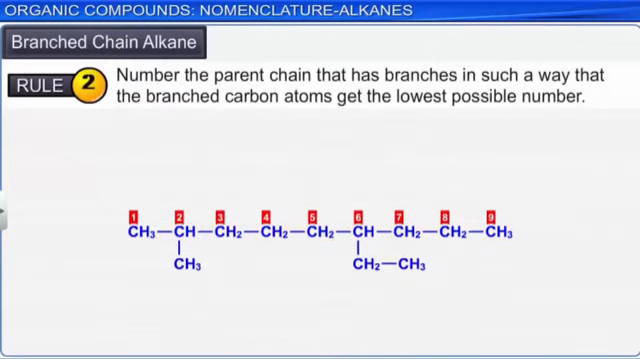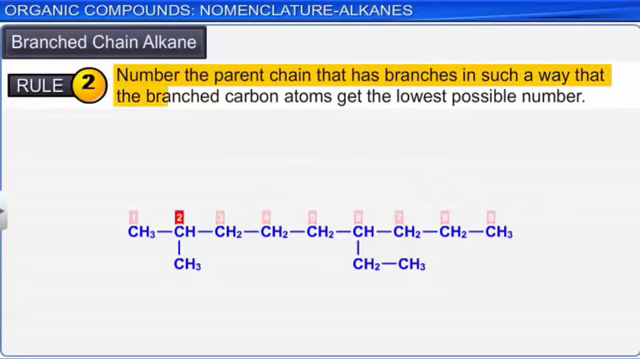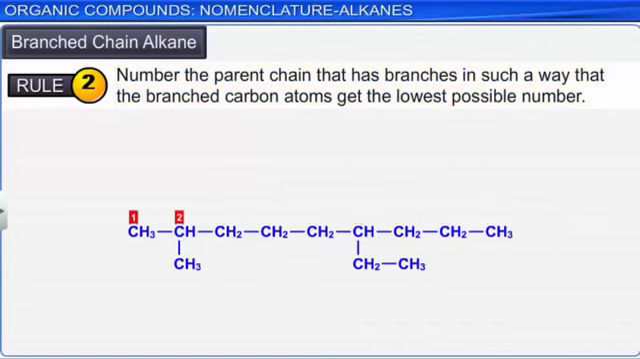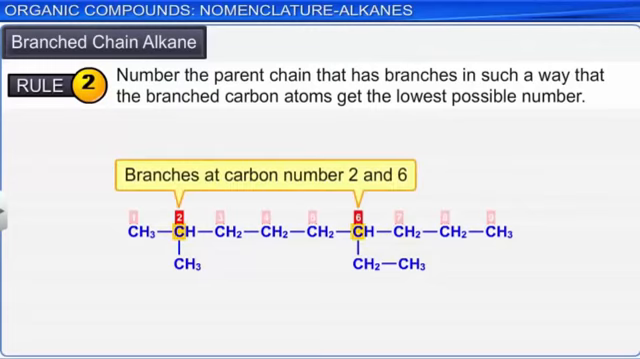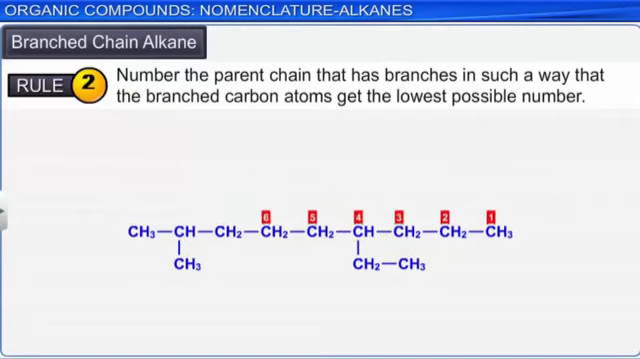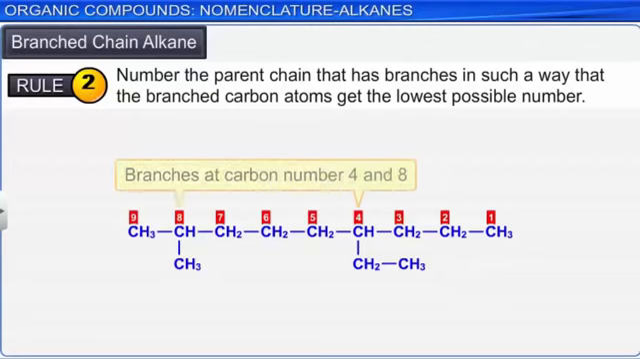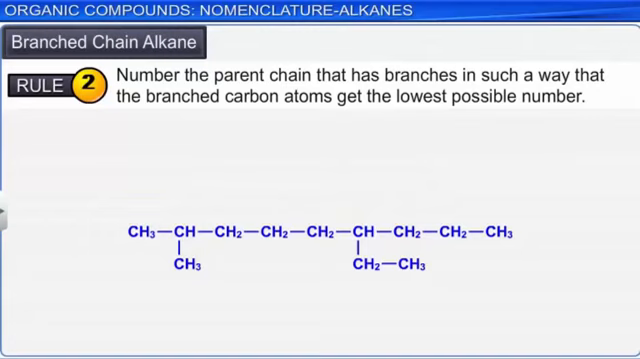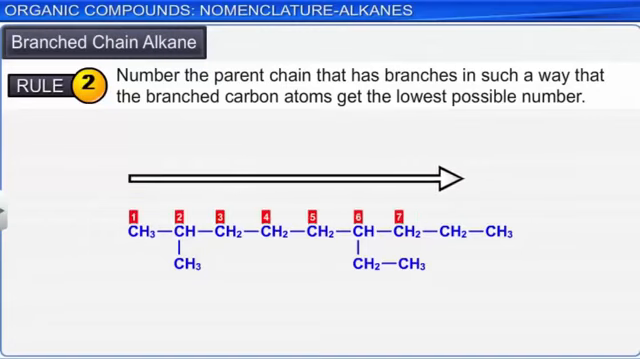Rule 2. Number the parent chain that has branches. The numbering of the chain is done in such a way that the branched carbon atoms get the lowest possible number. If we number the chain from left to right, then the branches are located at carbon 2 and 6. And if we number the chain from right to left, then the branches are located at carbon 4 and 8. As per Rule 2, the numbering should be done from left to right.